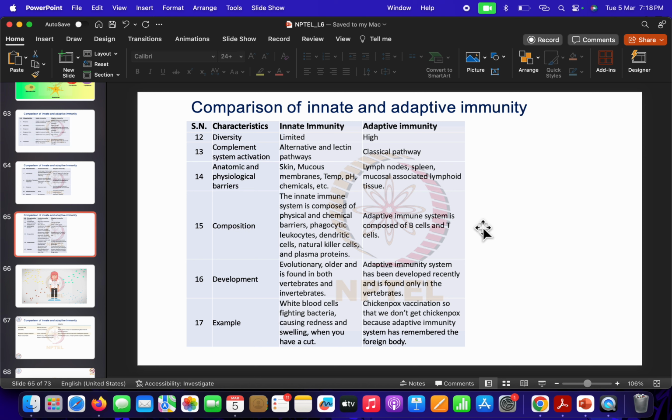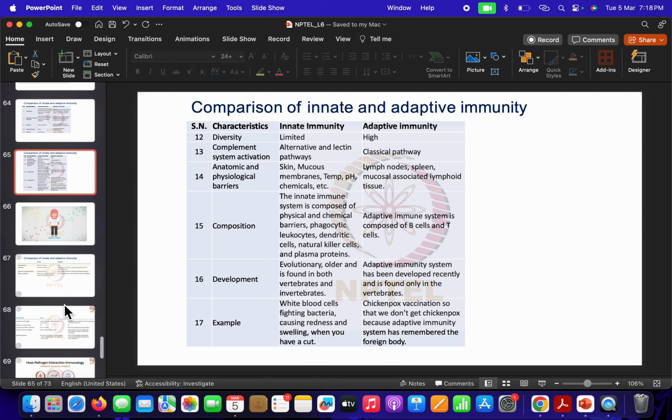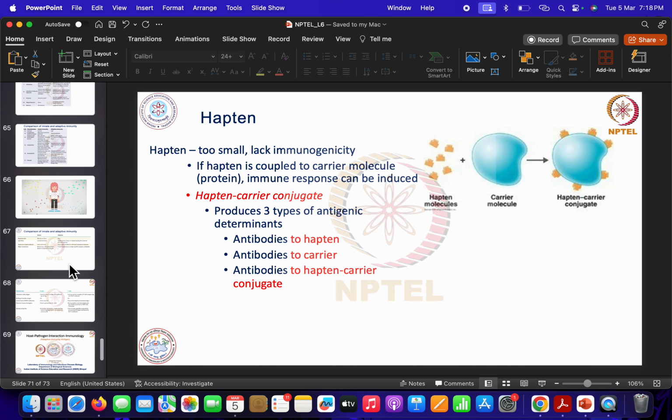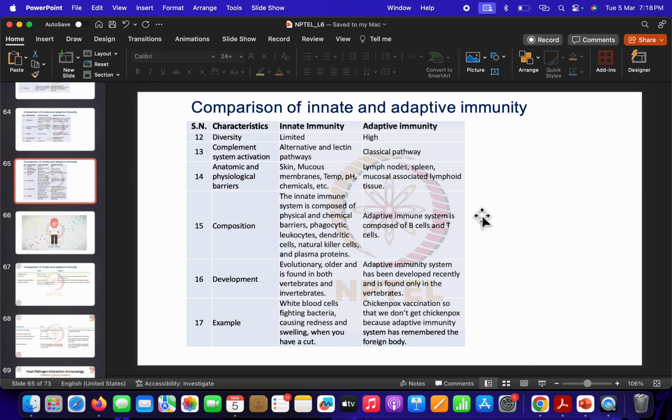So different antibodies will get generated, and class switching will also happen. For diversified antibodies, we'll discuss in the next class how class switching happens in different antibodies. This is called diversity. And limited means there are some limited cells that will act in classical ways.